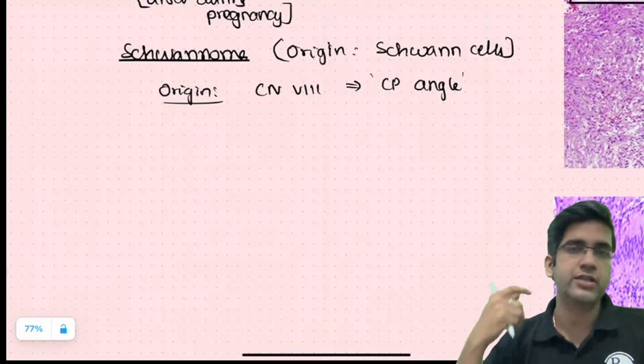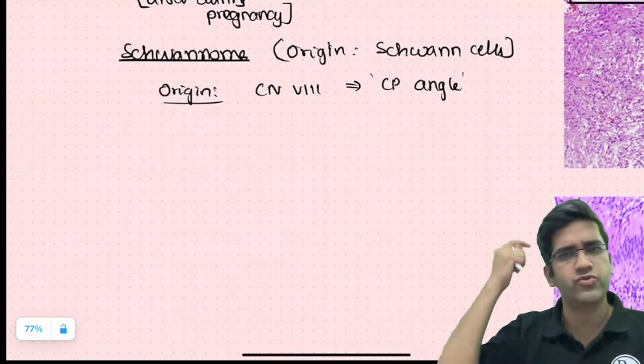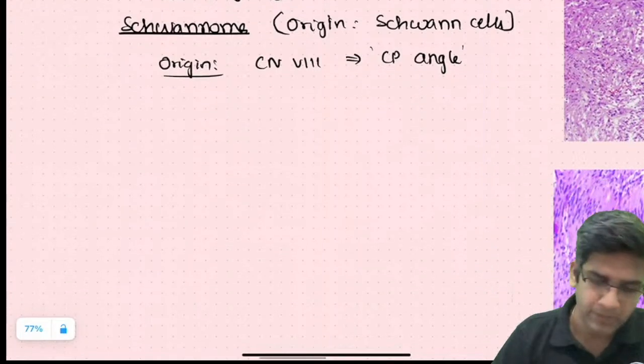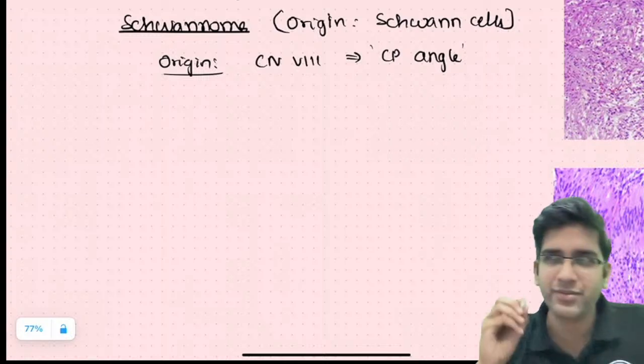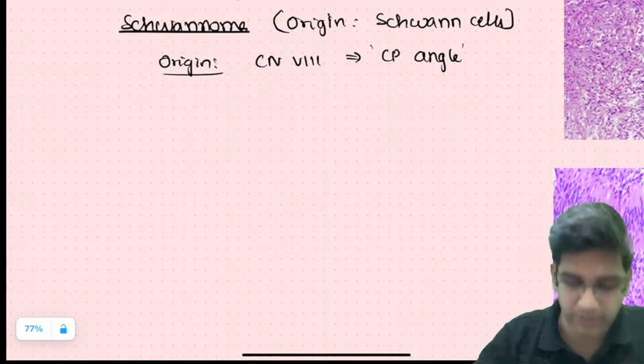So the vestibulocochlear nerve comes from that. The most common origin of schwannoma in the brain is from cranial nerve 8, right? Now, since we know this, can anyone think of what could be the symptom?